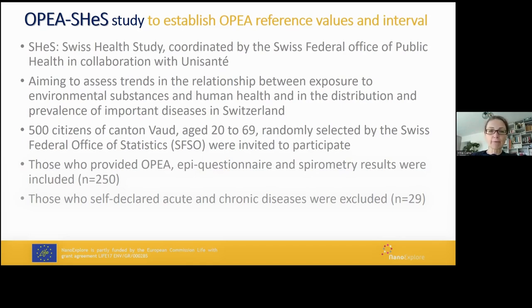And the aim is to have this reference population for assessing the exposures to environmental substances and the associations that these exposures could have with human health. So the idea is to follow the trends in this exposure response associations and also to follow the prevalence of important diseases in Switzerland. It's a very huge public health project, supported by our Ministry of Health, of course, and for the region of Lausanne, which is situated in the canton of Vaud, 500 citizens were randomly selected by the Swiss Federal Office of Statistics to participate, and these were all adult people.